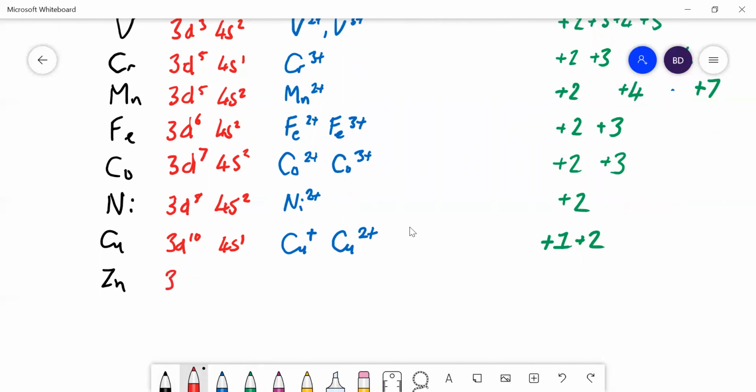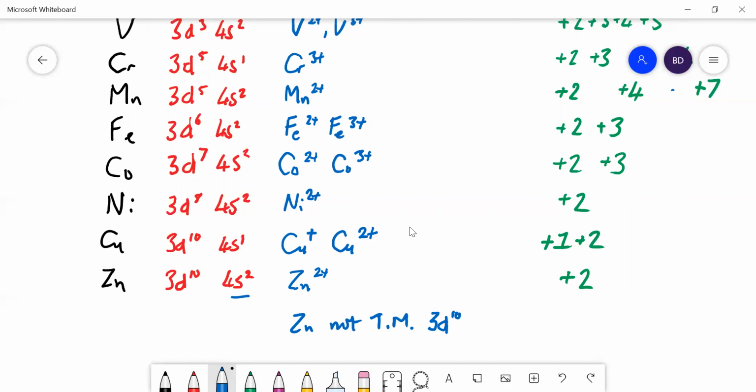That is 3d10 4s2. And the only ion that zinc ever forms is Zn2+, so it just loses those s electrons. It never uses the d electrons. So the only oxidation state it forms is +2. And that means zinc is not a transition metal, like scandium, because in all of its compounds, it's Zn2+. So that means you've got a full d shell at 3d10. Remember we said the definition of a transition metal is that it forms compounds with a partly filled d shell. So that's always full up, so not a transition metal.